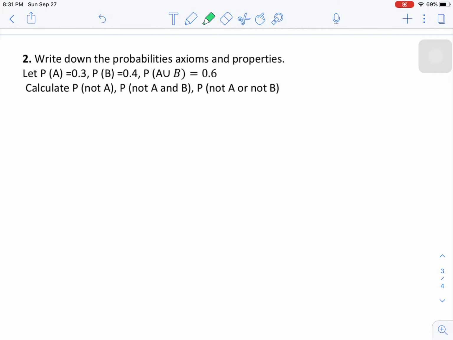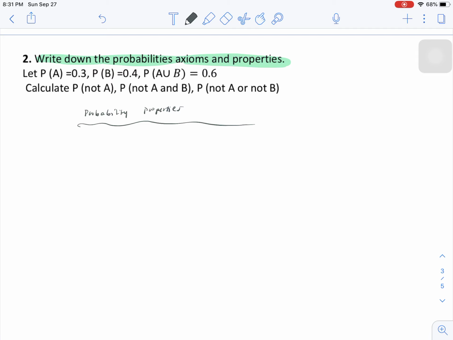So the first thing we're going to do in this question is write down some probability axioms and properties. These are just useful facts and shortcuts, or formulas we have when we're working with probabilities that can come in handy when solving problems like this one. So let's first write out some probability properties or axioms.